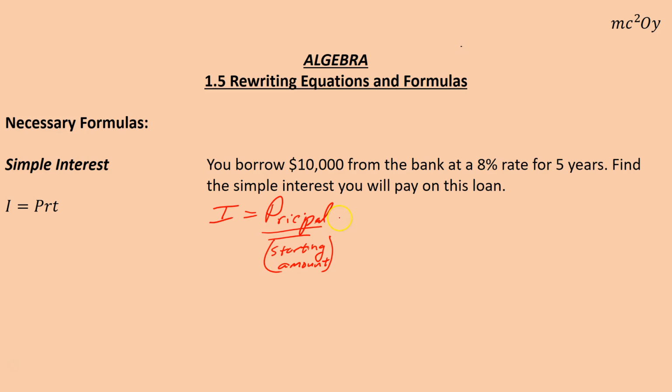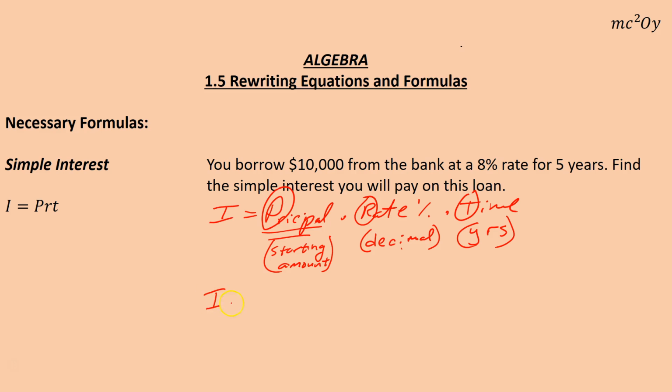Okay, and you're going to multiply it by your rate. Your rate is in terms of decimal form. Usually you see a rate in a percent. Okay, we want to change it to decimal. And then times time, which is in years there. And so we have I equals PRT.